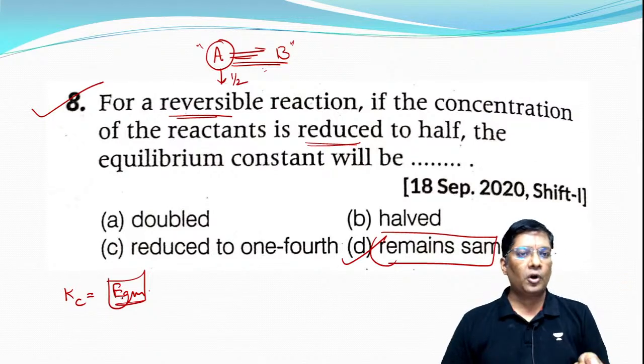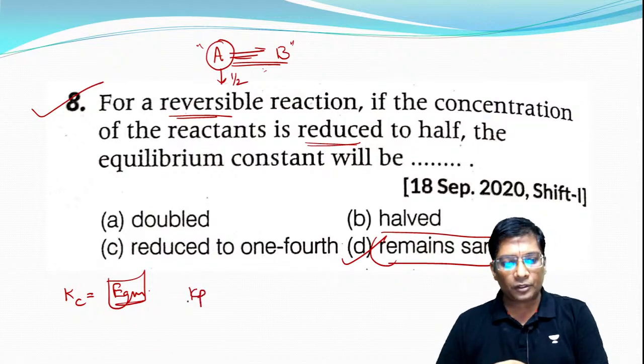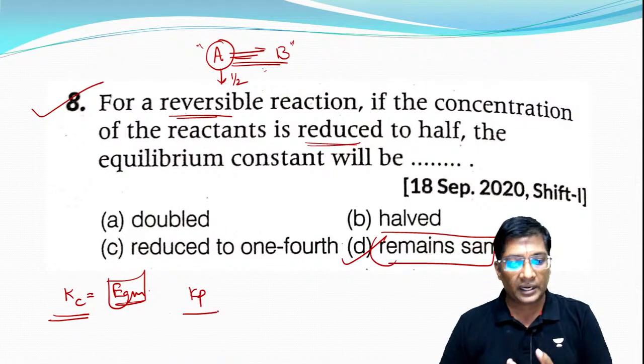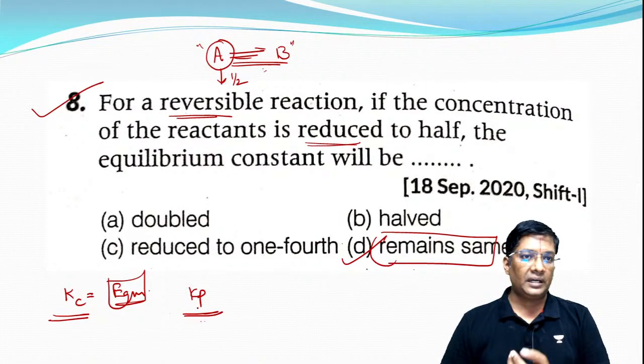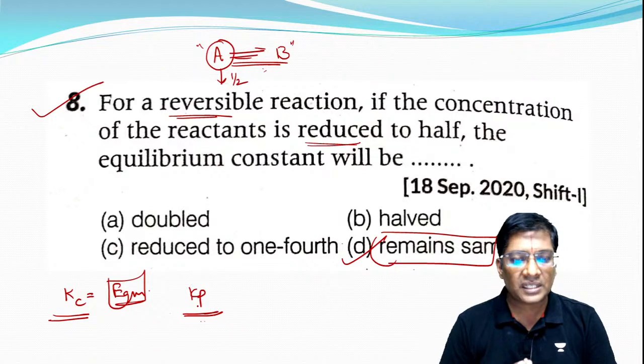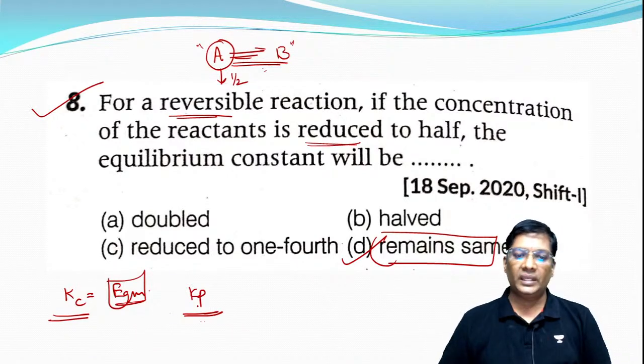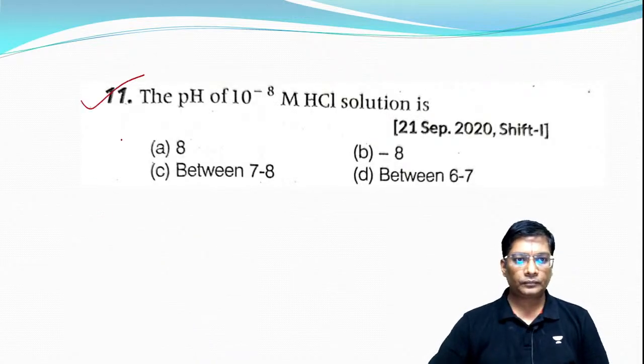Kc means equilibrium constant with respect to concentration. Kp means equilibrium constant with respect to pressure. The name itself has the meaning. It is an equilibrium constant with concentration, and it is also an equilibrium constant with pressure. These constants depend on the concentration only at equilibrium, but not the initial. So it remains constant. Very good.